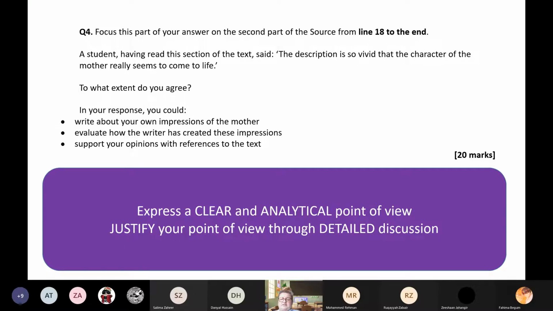And by a detailed discussion, I mean that you've selected a number of diveable images. That's images that you're going to be able to drill down into to really explore and write about carefully. That's the bit that you're evaluating. How has the writer created a vivid description? How has that vivid description made the mother appear like she's come to life? Those are the elements that you're going to be exploring in this answer.